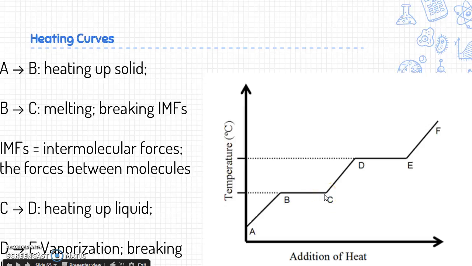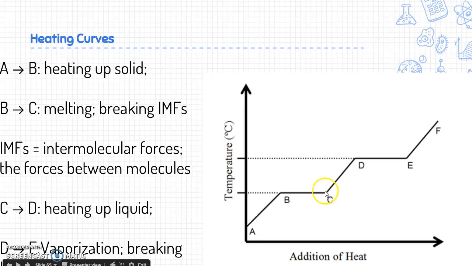And when a solid melts, it melts because the IMFs, which stand for intermolecular forces, are breaking between each of those molecules. That's what happens in a change of state, that the forces between the molecules start to break and the molecules spread out.